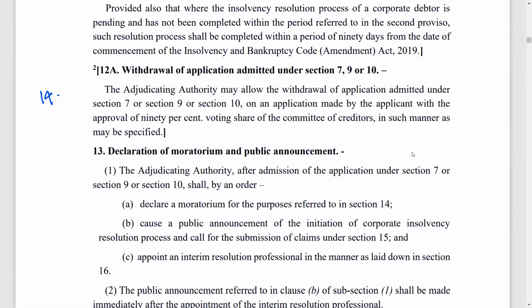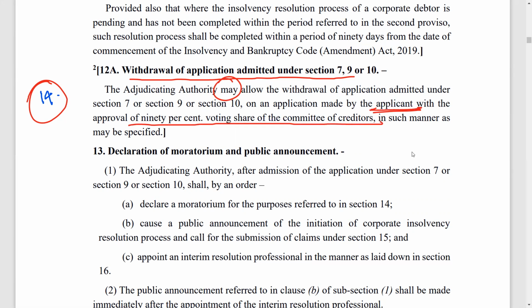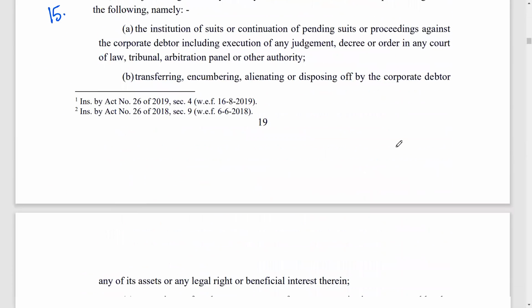Then we have point number 14, which talks about the withdrawal of the application. The application which has been admitted by the NCLT against the corporate debtor for the CIRP earlier could not be withdrawn. Once the application is admitted, it could not be withdrawn, but now the application can be withdrawn, at the option of the NCLT, because the adjudicating authority may allow the withdrawal. And NCLT is going to allow that when the applicant who had made the application along with 90% of the committee of creditors agree to the withdrawal of the application, only then the application can be withdrawn.